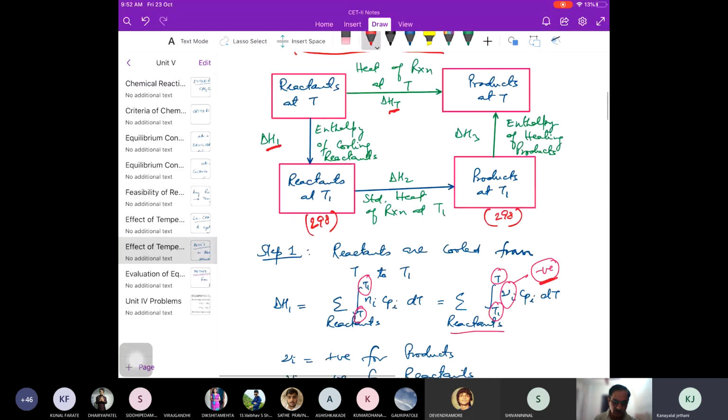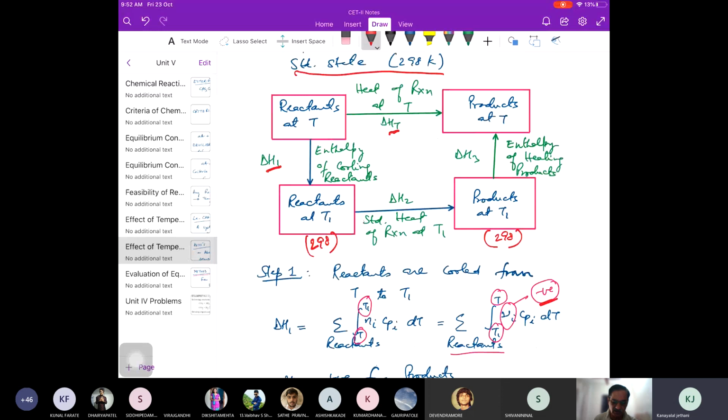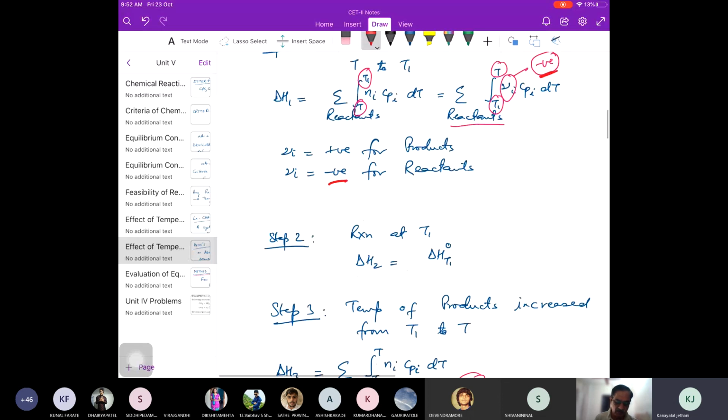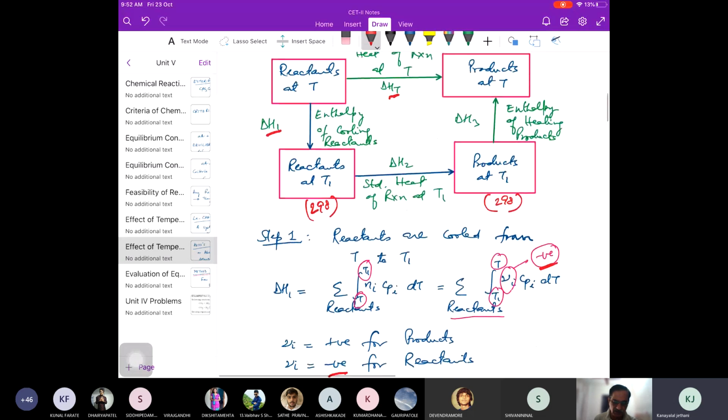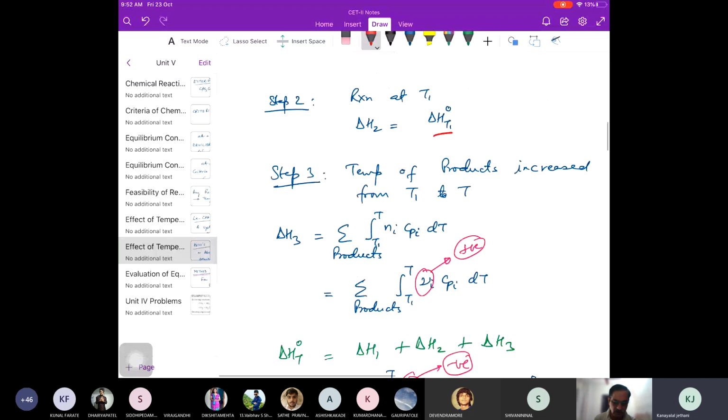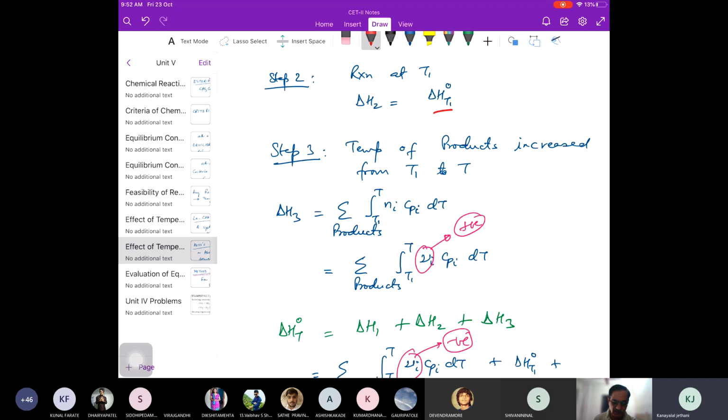Then step 2 is this thing, the standard heat of reaction at temperature T1, which is 298, available from tables. And then step 3 is heating the products from T1 to T. So delta H3 is equal to the summation of the integral from T1 to T of Ni Cpi dT. Now this is for products, right? So instead of Ni, we can write nu i, the stoichiometric number. The limits will remain the same because nu i is positive for products.